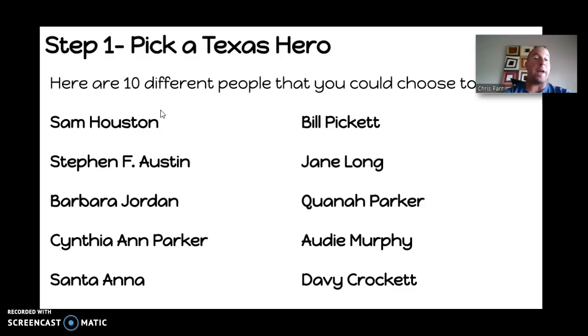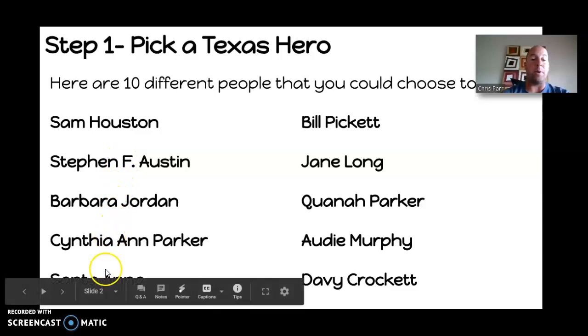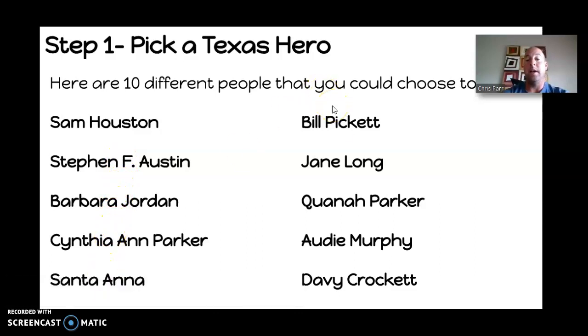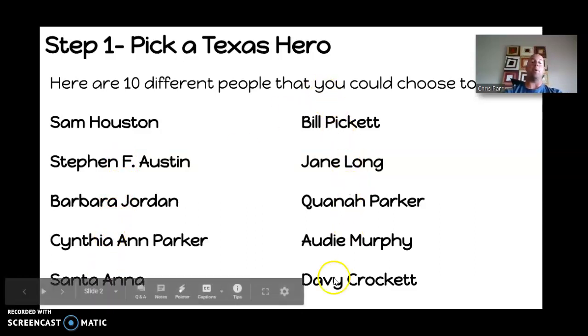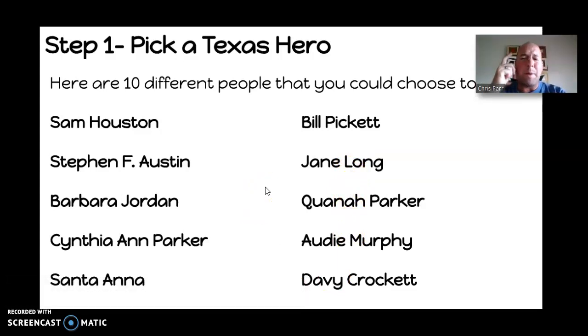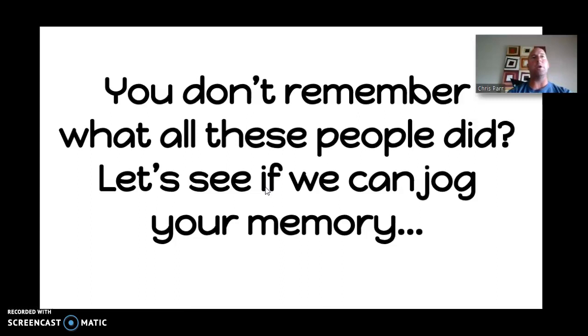The first we have is Sam Houston, then Stephen F. Austin, Barbara Jordan, Cynthia Ann Parker, Santa Anna, Bill Pickett, Jane Long, Quanah Parker, Audie Murphy, and Davy Crockett. Now you might think, I don't remember exactly who that person is. I remember that name maybe, but I don't remember who that person is. Well, on these slides we have a little bit to jog your memory, to help you remember, oh yeah, that's who that was. It's not really where the research begins, but it will help you decide who you'd like to do it on.